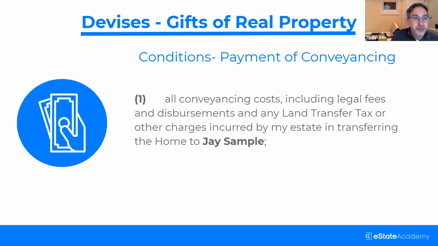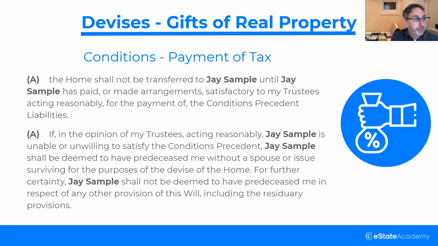Another example of expenses is who's going to pay the conveyancing costs, legal fees, those kinds of things. Land transfer tax is typically not applicable to the estate. But just in case, cover that off, or any other charges incurred by my estate in transferring the home. So that might be another condition precedent that he pay that as well. And then I say, okay, don't transfer the home until you've made those arrangements. And if he's unwilling to do that, then he's deemed to predecease me without a spouse or issue.